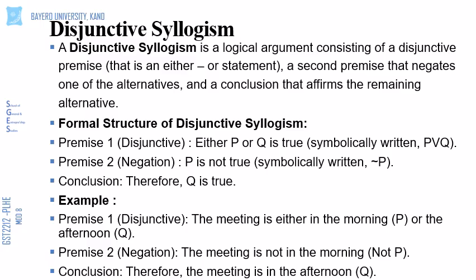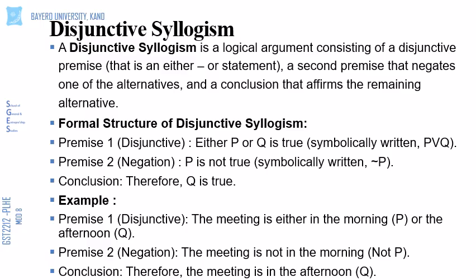We call it disjunctive syllogism. It's a logical argument consisting of disjunctive premises, that is, an either-or statement. Now observe the formal structure of disjunctive syllogism.